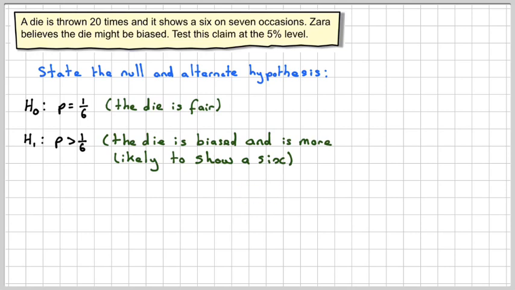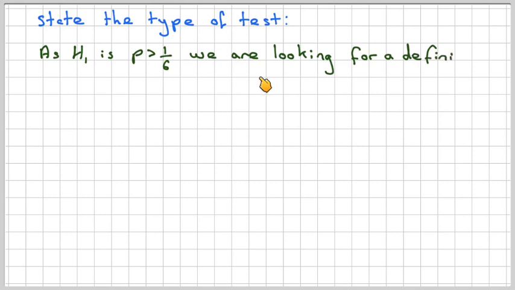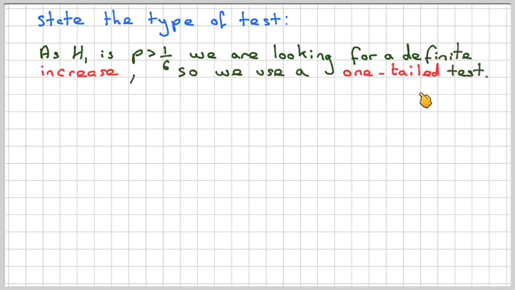You need to state what P is. So where P is the probability of obtaining a 6. So it's very, very important that you write this statement down. Next step is to state the type of the test. As with H1, P is greater than 1/6, we are looking for a definite increase, so we will use what's known as a one-tailed test.